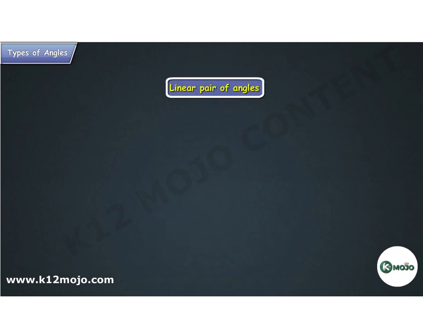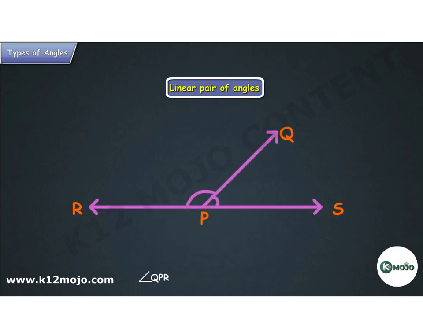Linear pair of angles. If the sum of two adjacent angles is 180 degrees, then their non-common lines are in the same straight line and the two adjacent angles form a linear pair of angles. In the given figure, angle QPR and angle QPS form a linear pair of angles because angle QPR plus angle QPS is equal to 180 degrees.